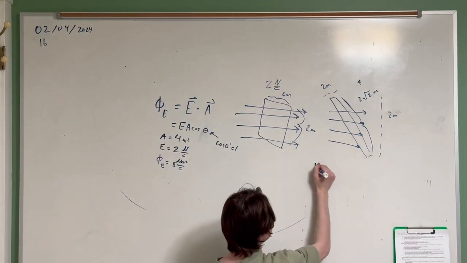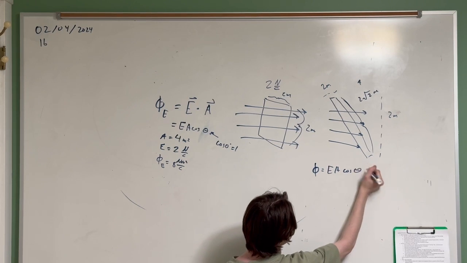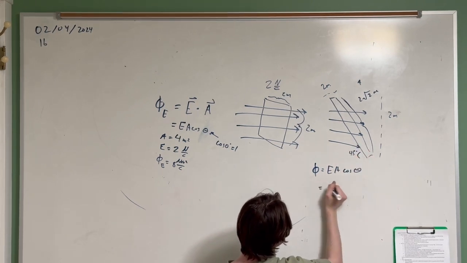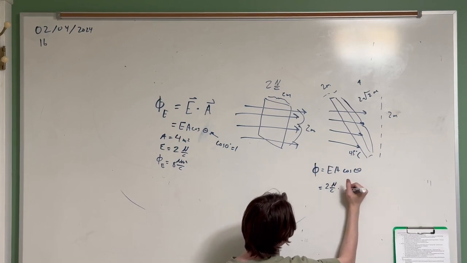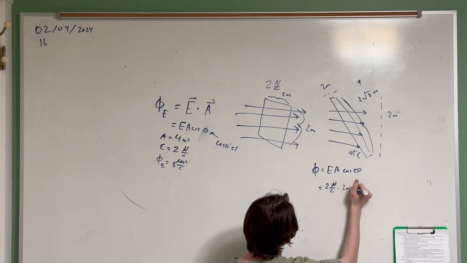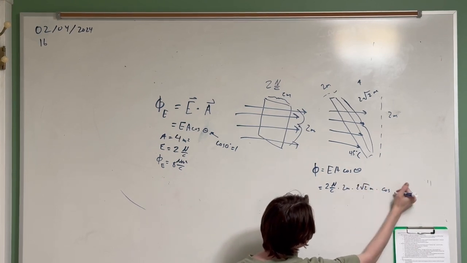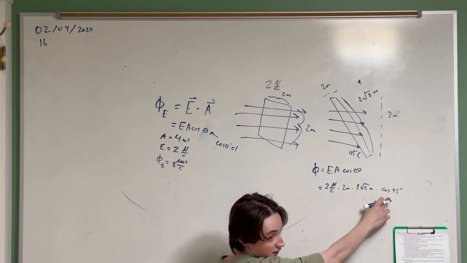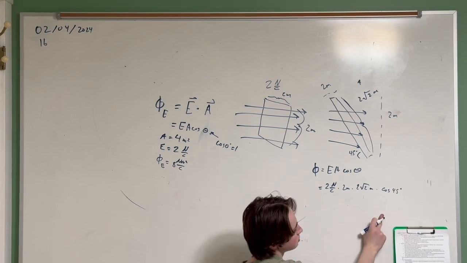Wouldn't it be 2 times 2 times 2 times cosine 45 degrees? So this is a 45-degree surface, so that would be 2 times 2 times square root 2. So you have 2 newtons per coulomb times 4 meters squared times 2 root 2 meters, 4 root 2, times cosine of 45 degrees. And what's cosine of 45 degrees? That's root 2 over 2, or 1 over root 2.